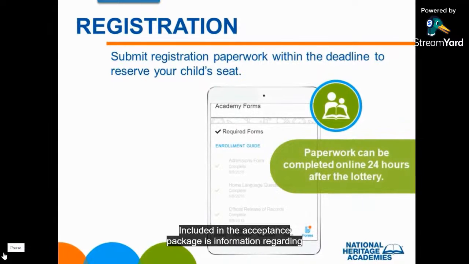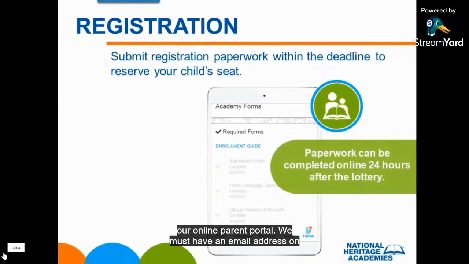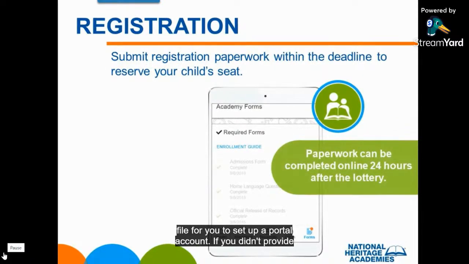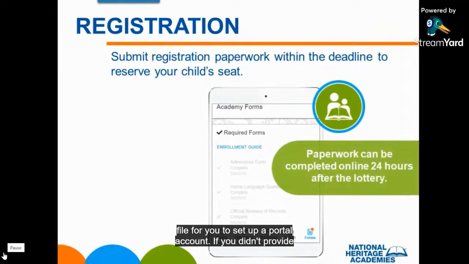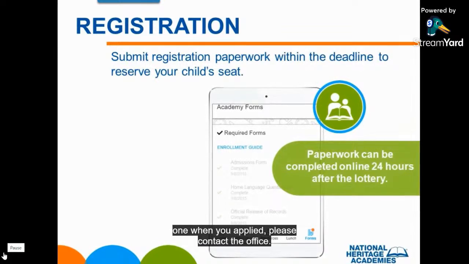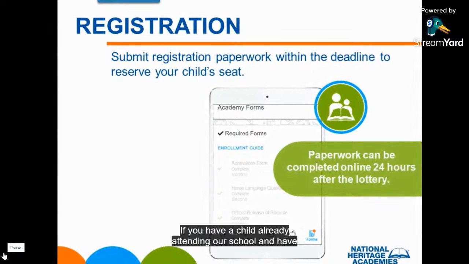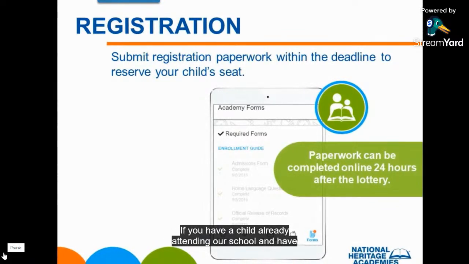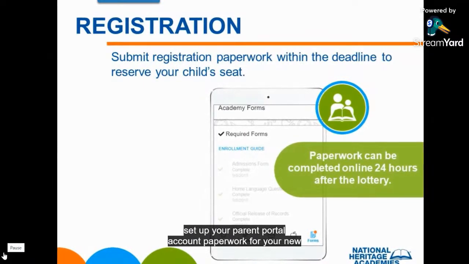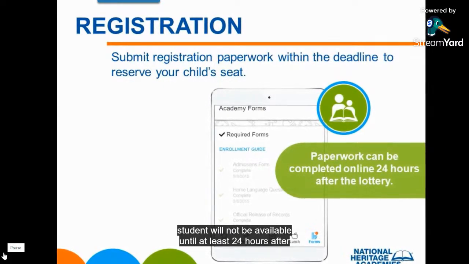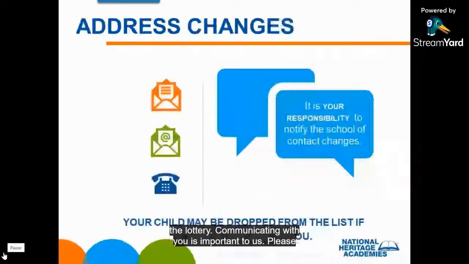Included in the acceptance package is information regarding our online parent portal. We must have an email address on file for you to set up a portal account. If you didn't provide one when you applied, please contact the office. If you have a child already attending our school and have set up your parent portal account, paperwork for your new student will not be available until at least 24 hours after the lottery.